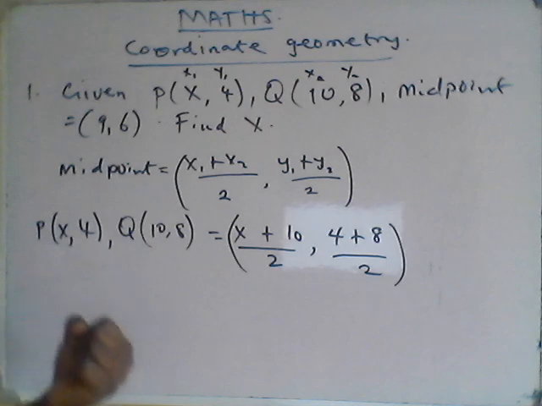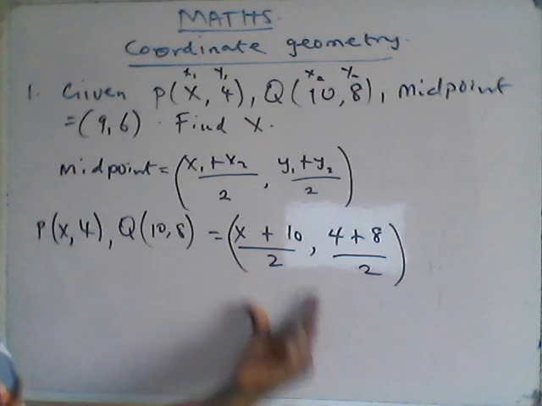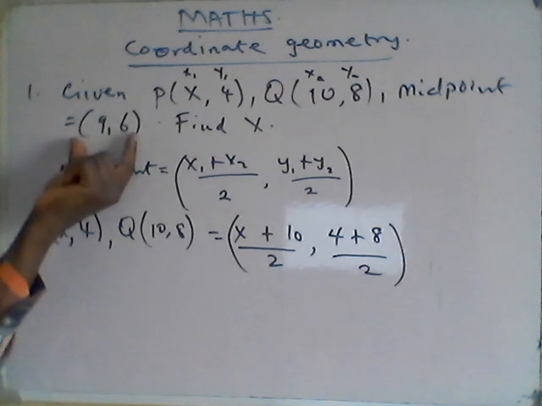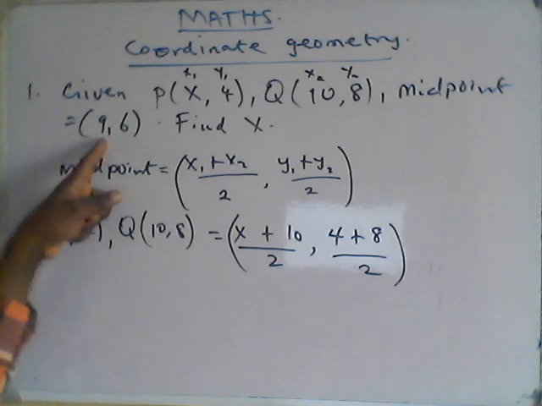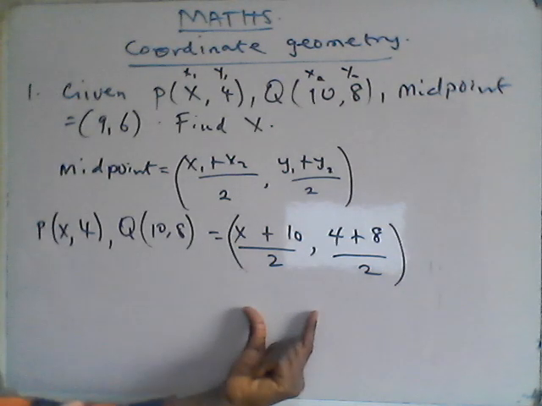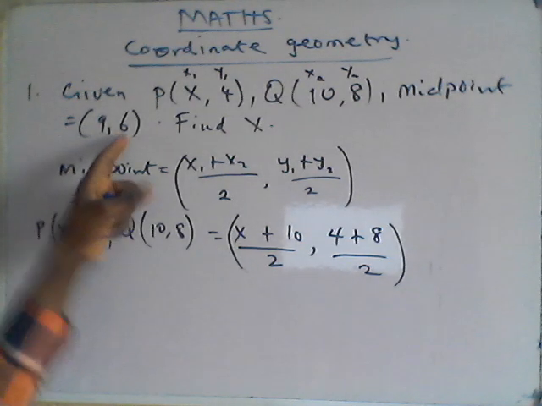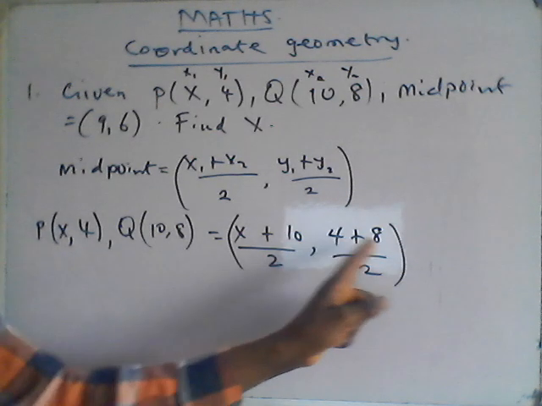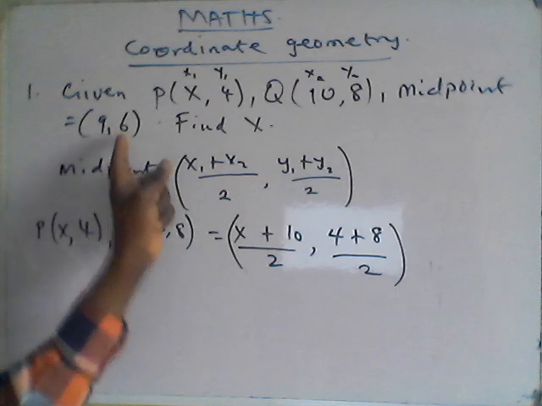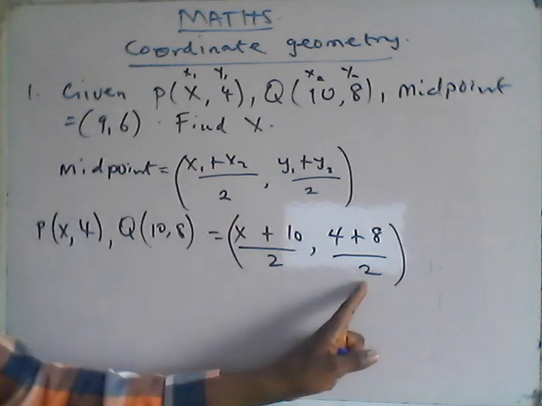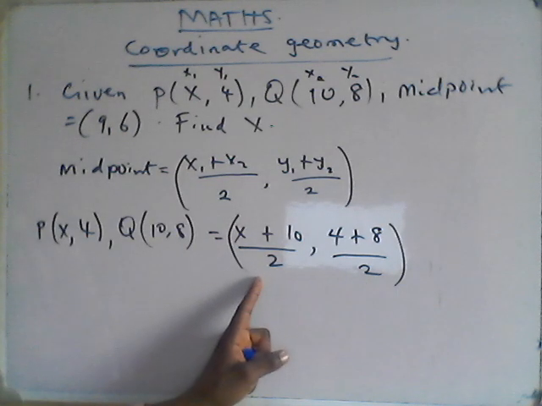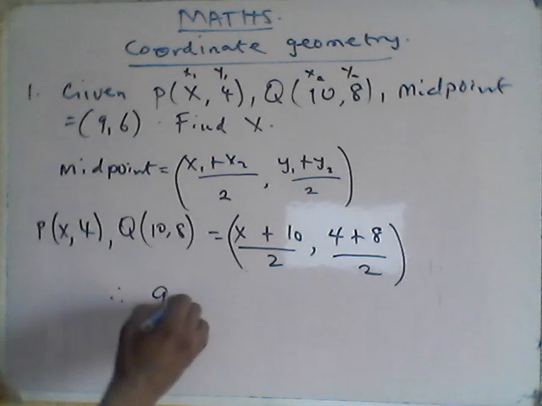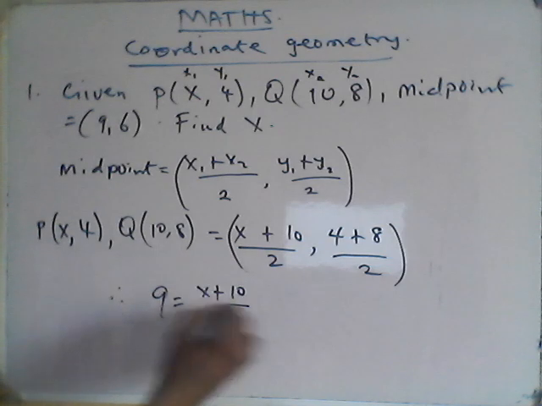You understand? And this one is the x component of the midpoint, and this one is the y component of the midpoint. But we're already given the midpoint as this, so that means x, which is 9, corresponds to this first component, and y, which is 6, corresponds to this component. We're not interested in this one. Even if I add 4 plus 8, this is 12. 12 divided by 2 will give you 6. That means it's consistent. By comparison, it's consistent. But I'm to find x. So, therefore, 9, which is this x, is equals to x plus 10 all over 2.